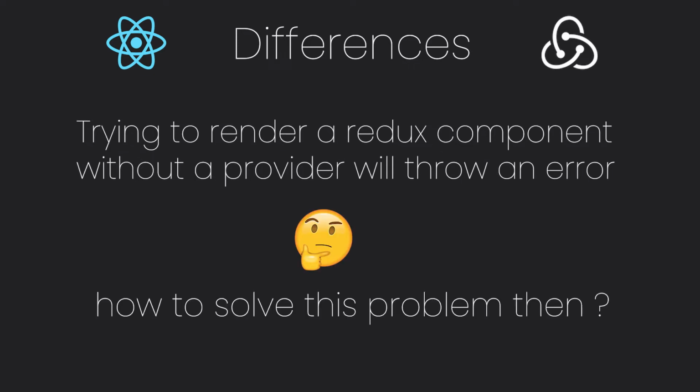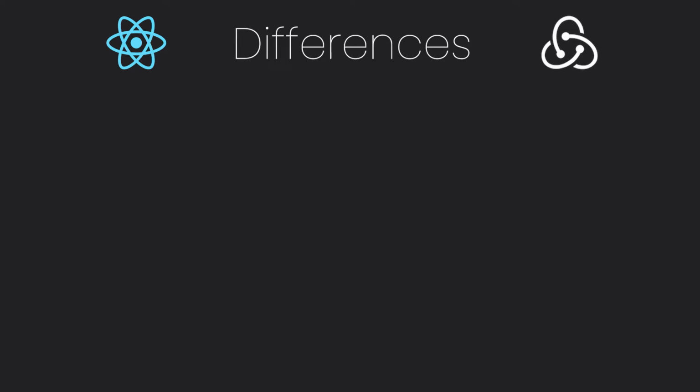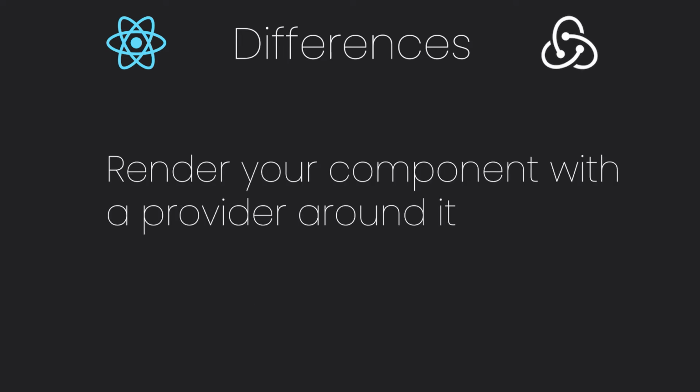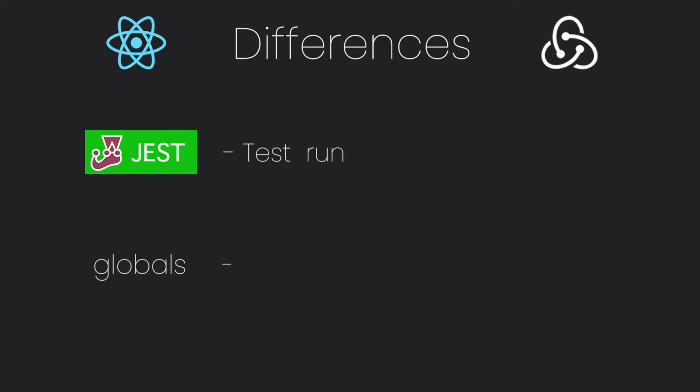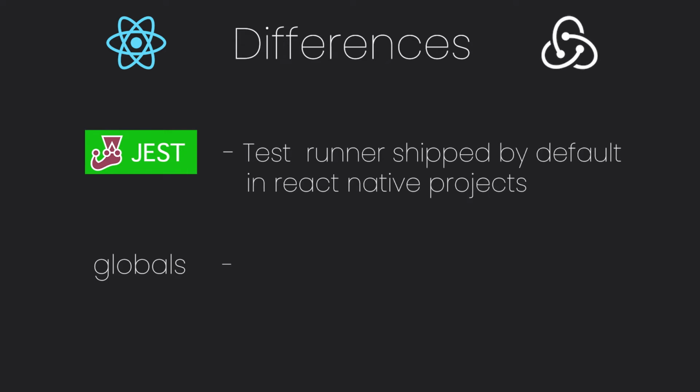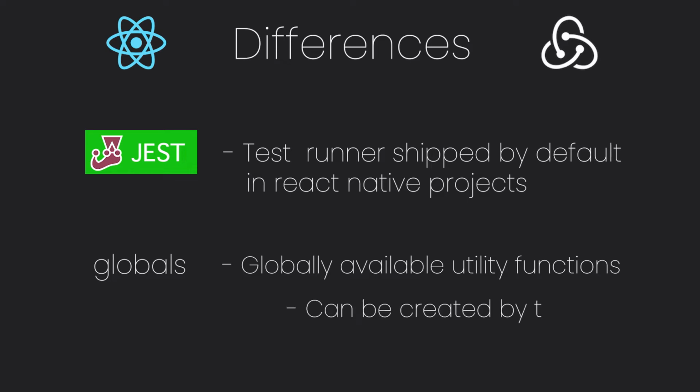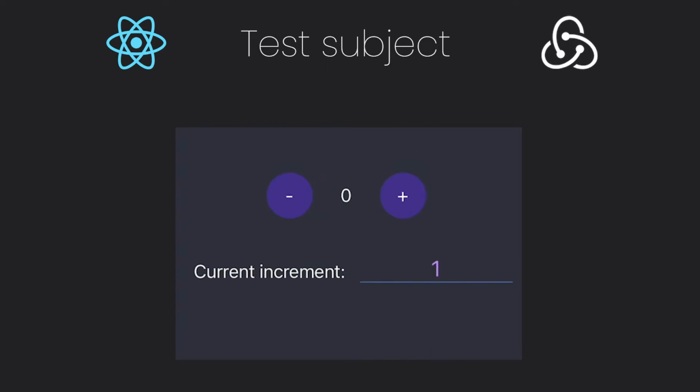The solution to this problem is as basic as it seems. Whenever you are testing a Redux component, just render it with a provider around it. To avoid repeating the same Redux rendering logic all over our codebase, we can use Jest globals. Jest is a test runner shipped by default in React Native projects, and globals are globally available utility functions. Although a default one for rendering Redux components doesn't exist, we can create it and expose it globally throughout our code. In order to teach you how to do this, we are going to test a basic Redux application.